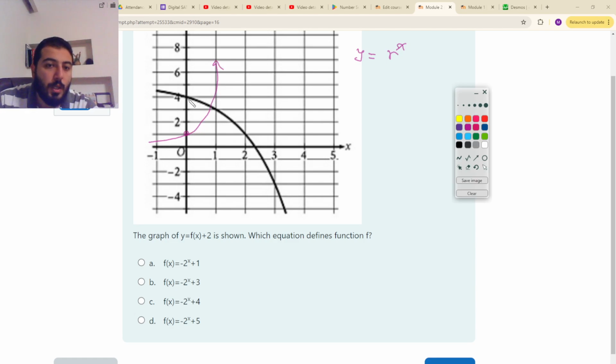Then to make it here like this, he dropped it 3 units downward. Then he reflected it around the x-axis, so it becomes like this. So that makes this minus 3, then puts a negative in the y. To reflect it around the x-axis, you replace y with negative y. So that leaves us, taking this negative to the other side, with y equals negative r power x plus 3.